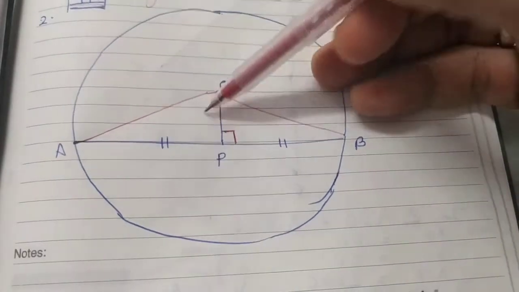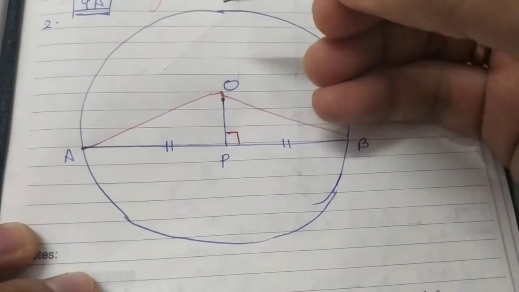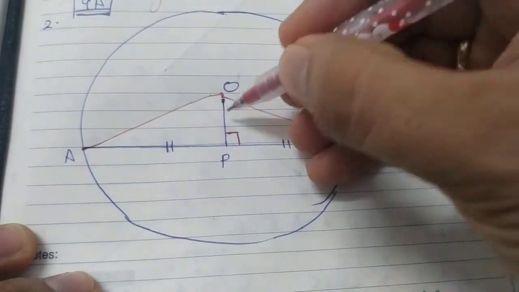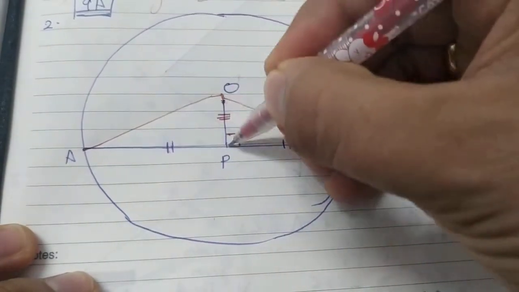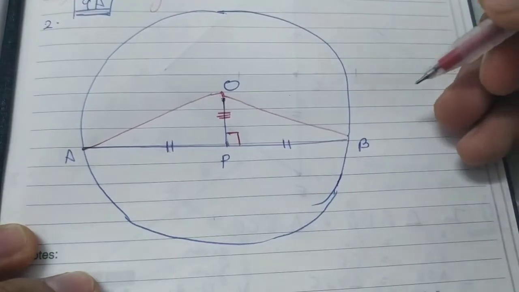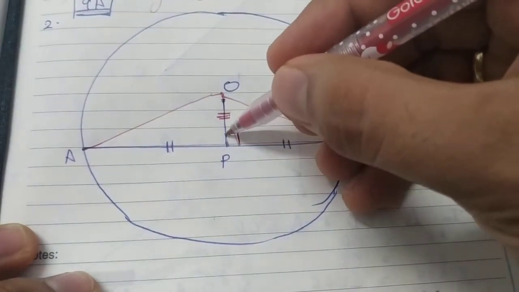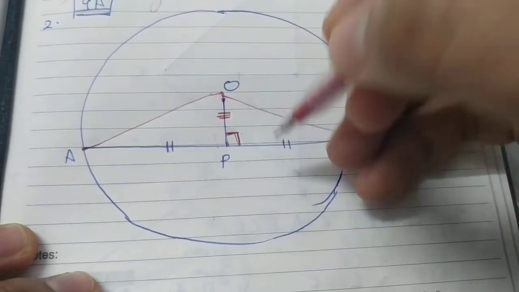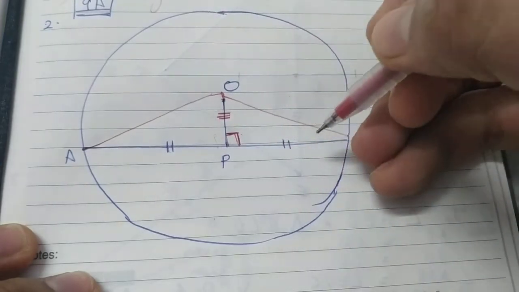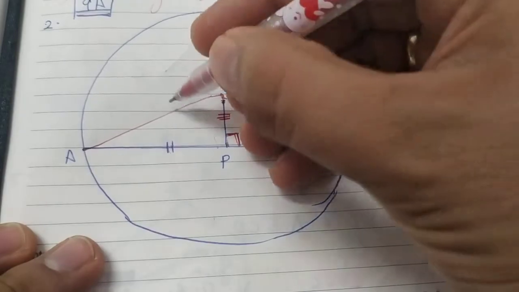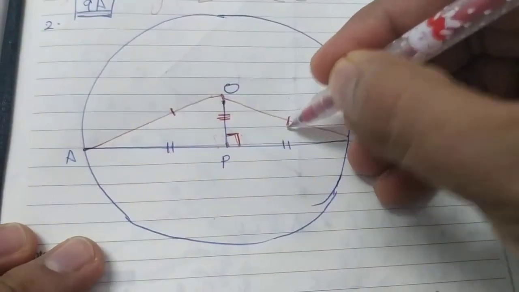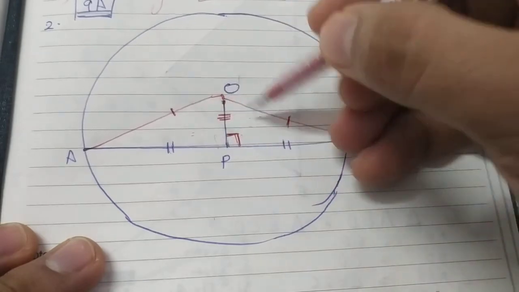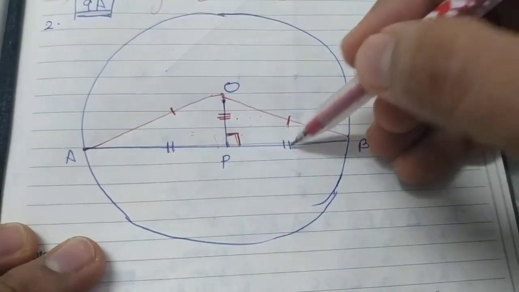Now we'll prove these two triangles congruent. What is the given information? That this side is equal to this side. Also this side is the common side, so that's equal. And this angle is equal to this angle, 90 degrees? No, that's not given. That we have to prove. So what is given then? Well, I can say that this side is equal to this side, radius of the same circle. So these two triangles are congruent by SSS test.